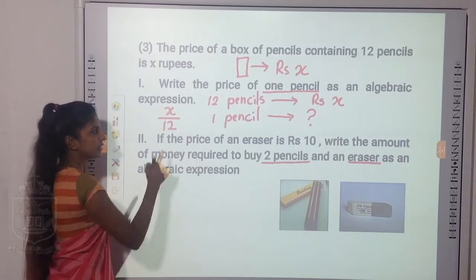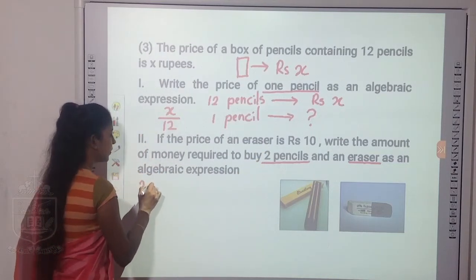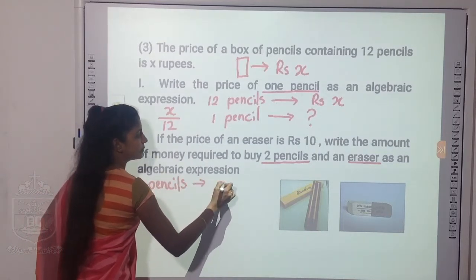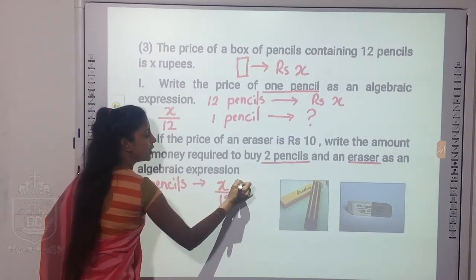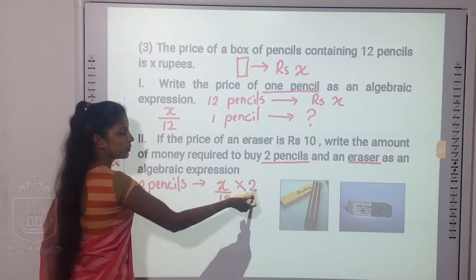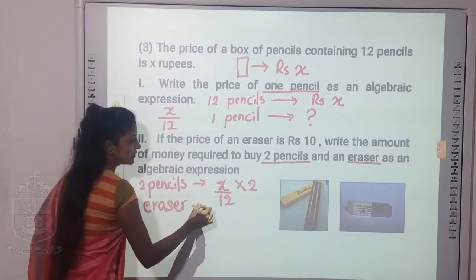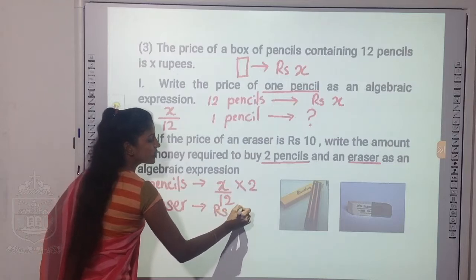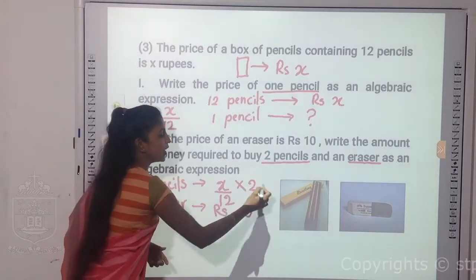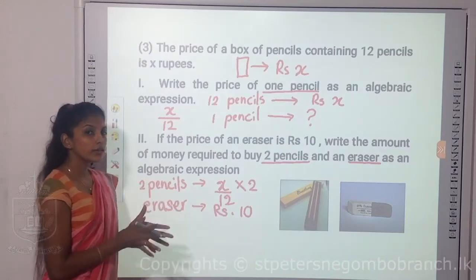You know the price of 1 pencil is X over 12. So you have to find for 2 pencils. So what you have to do? For 2 pencils, the price X over 12 should be multiplied by 2. Right? You have 2 pencils. This price of 1 should be multiplied by 2. And already they have given the value of an eraser. The value of the eraser is already given as 10 rupees. Okay? So what you have to do in order to find the total? Total means addition. Right? So you have to add both expressions and form an expression. Both terms should be added in order to form an expression.